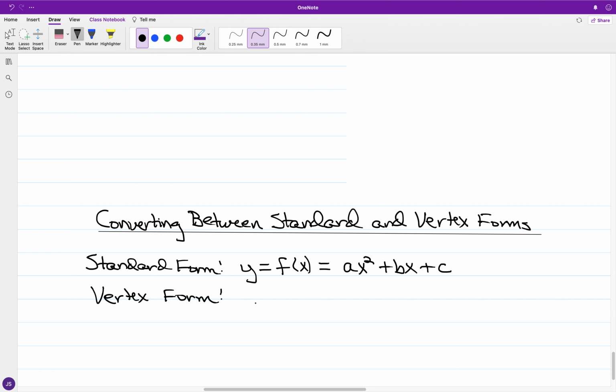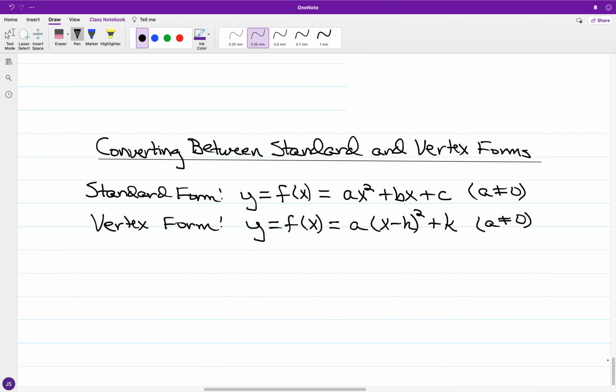And for the vertex form, again, we have y is equal to f of x is equal to a times the square of x minus h, followed by k. And once again, in both forms, to be a quadratic function, a cannot be equal to 0. And let's say that just in terms of converting between standard and vertex form.